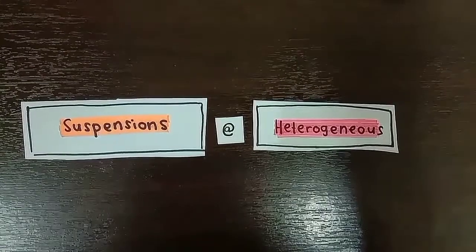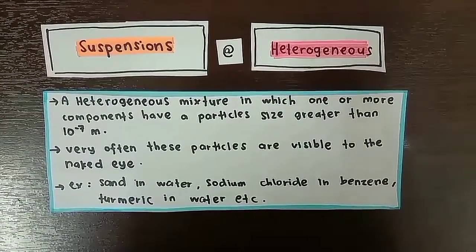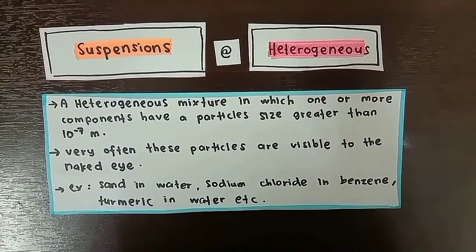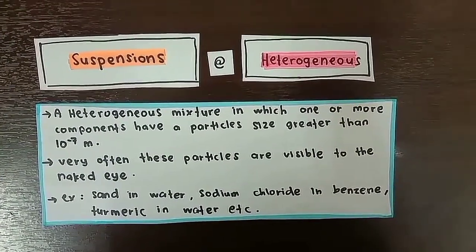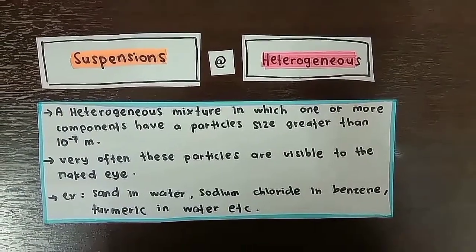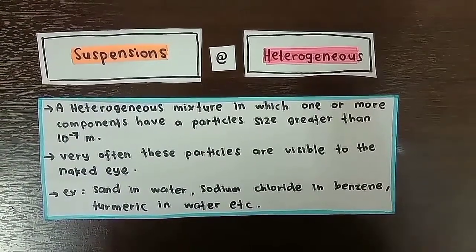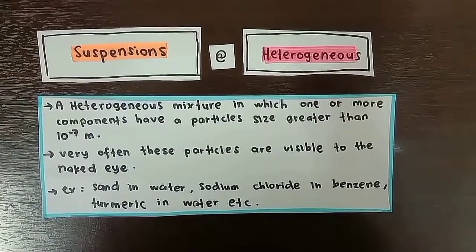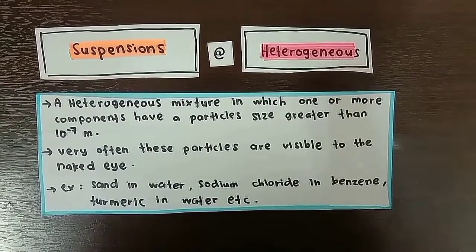Definition of suspension. A suspension is a heterogeneous mixture in which one or more components have a particle size greater than 10 to the power of negative 7. Very often, these particles are visible to the naked eye. For example, sand in water, sodium chloride in benzene, and also turmeric in water.